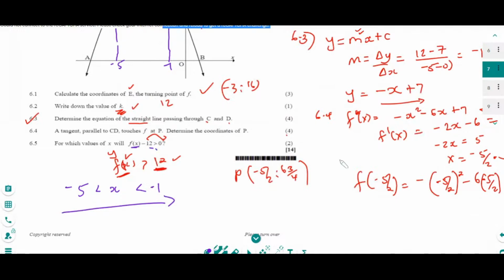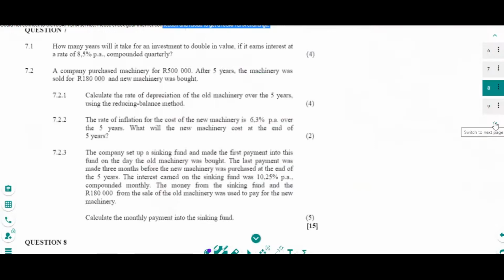Okay, guys, that's question number 6. We're moving. We are getting there. Question number 7. Finance.